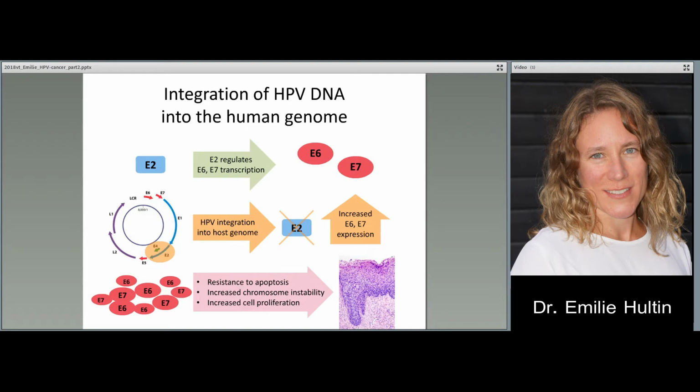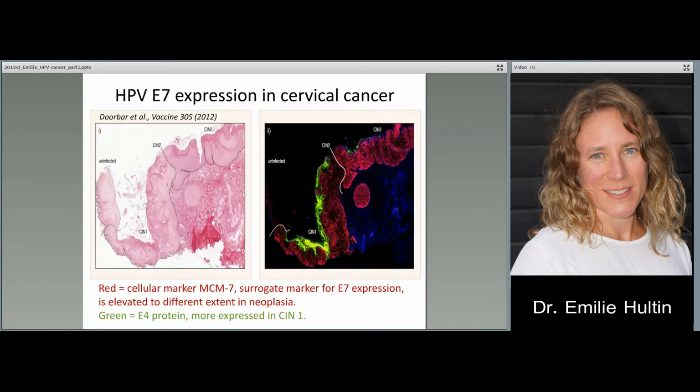And if the cells then contain a lot of E6 and E7 proteins, these proteins will bind to the p53 and RB proteins, and the cells become resistant to apoptosis. The cells will have increased chromosome instability and increased cell proliferation, and this in turn leads to cancer.